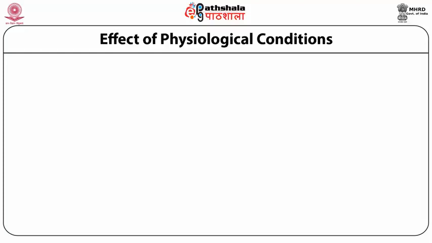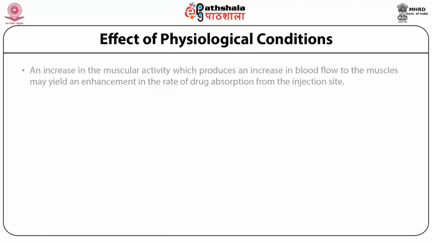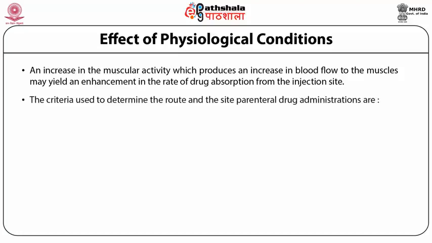Enhancement in the muscular activity, which produces an increase in blood flow to the muscles, may yield an increase in the rate of drug absorption from the injection site. The criteria, therefore, have to be assessed in order to determine the route and the site of the parenteral drug administration. The various parameters which need to be understood before deciding the drug site and finding out the effect of the physiological conditions are as follows.